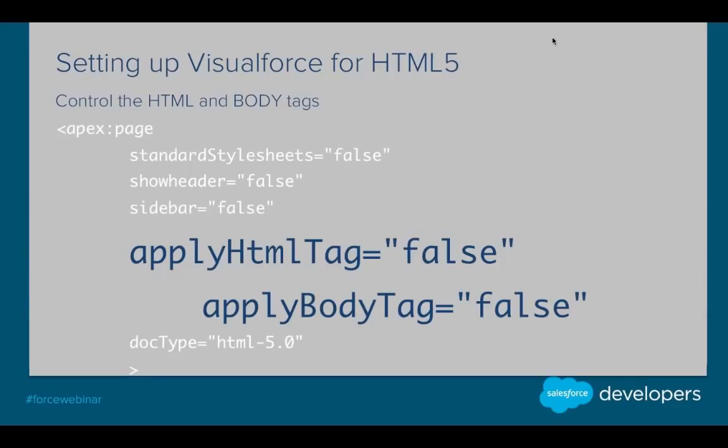If we set the body tag ourselves, for instance, and we want to make sure that it's being formatted in a very specific way, then we say apply body tag equals false. Visualforce will simply assume that the developer is going to be doing it, and the Visualforce page is not going to try to re-render that or move it around or add anything to the body tag itself. So what we're looking at here is a page with standard style sheets false, show header false, sidebar false, apply HTML false, and the doc type set. What we have is a great clean slate for the Visualforce page in order to display the application itself.